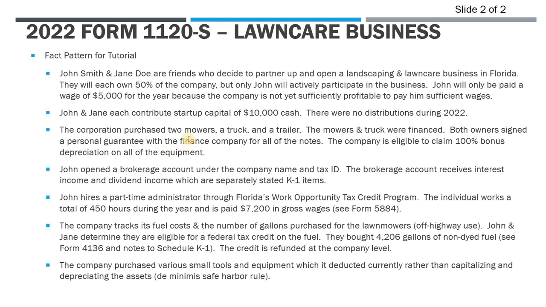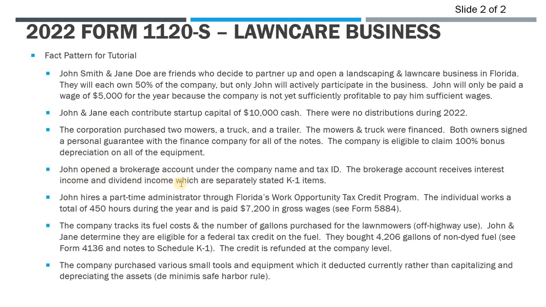Now, the corporation during the year purchased 2 mowers, a truck, and a trailer. The mowers and the truck were financed. And the owners had to sign a personal guarantee in order to get the financing for them. That's okay. We'll talk about shareholder debt basis and stock basis, and we'll touch on why that is significant. The company's going to be eligible to claim 100% bonus on all the equipment, so that's good.